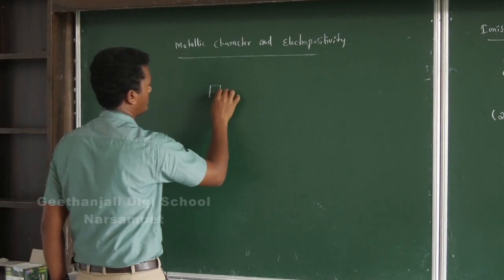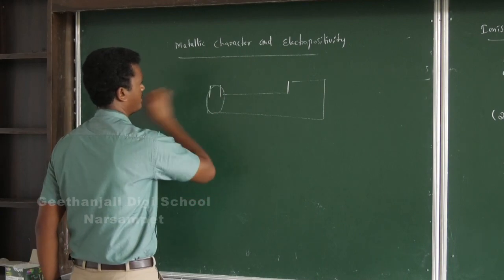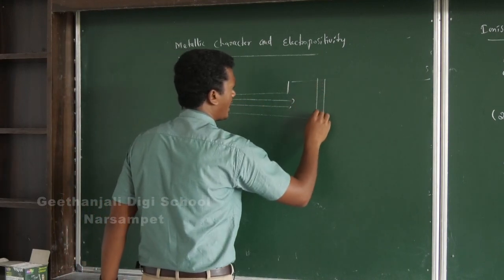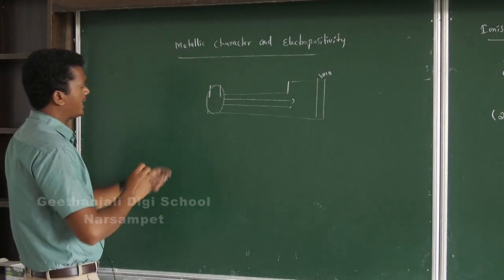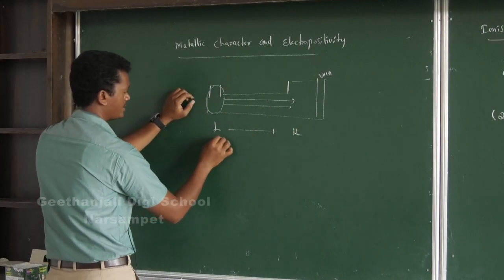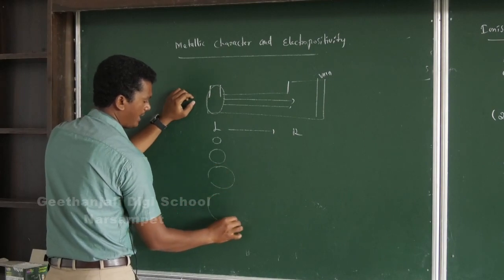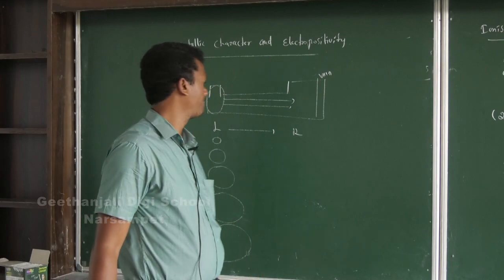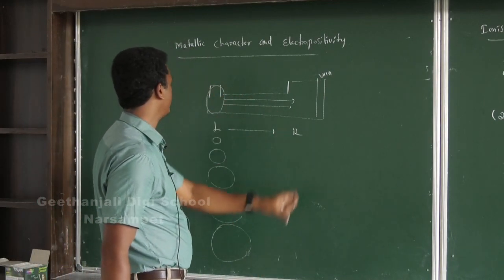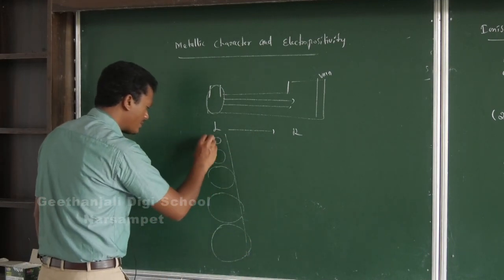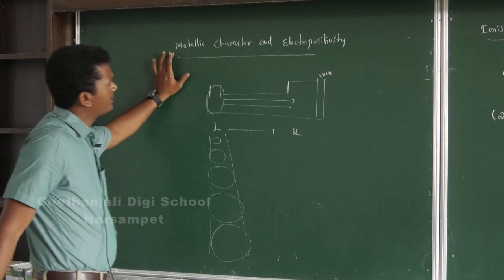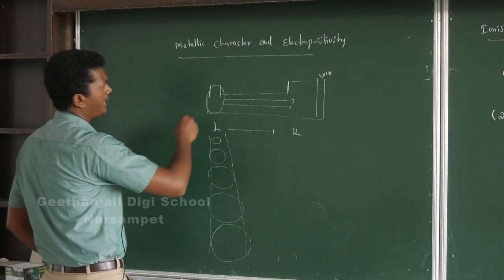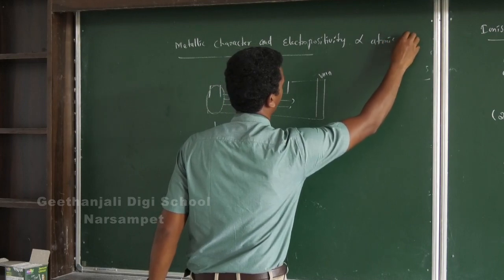S block elements are placed at the left hand side of the periodic table. Every horizontal row starts with an S block element and ends with the 8th A group element. From left to right the sizes decrease, which means the alkali metals have large sizes in their respective periods compared to other elements, because every period, every horizontal row, starts with the first A group element. In the respective group the size increases. So metallic character and electropositivity, these two properties depend upon the atomic size. The metallic character and electropositivity are directly proportional to atomic size.